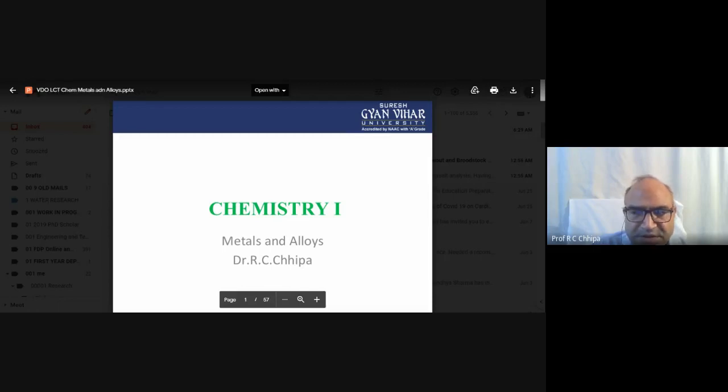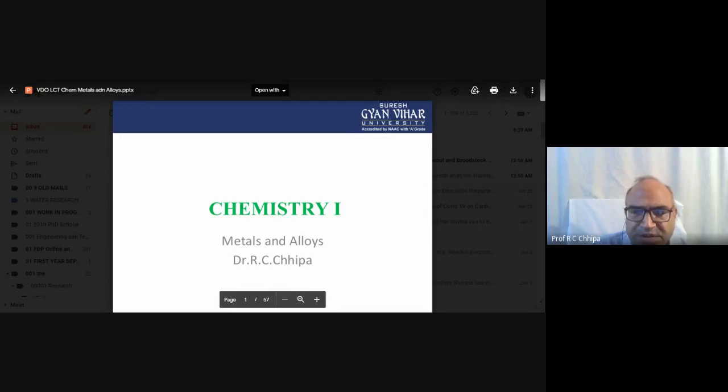Brass and bronze are examples of alloys. Brass is a combination of two metals, copper and zinc. Earlier, in human civilization, the iron age was there, so the use of iron was there. Iron is also one example of a metal.